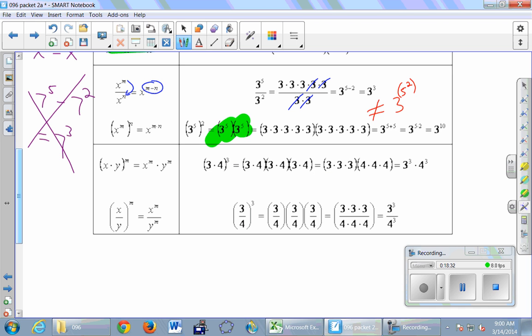So I'm going to put all the 3's together and then separately all the 4's together. How many 3's do we have? 3. How many 4's do we have? 3. And so the whole answer is just 3 to the 3rd times 4 to the 3rd. And so apparently what happens is that if you have 2 guys multiplied to a power, in some sense you can distribute, although technically that is not the right word, but that power comes in and hits both of the guys in the parentheses. It becomes 3 to the 3rd times 4 to the 3rd.